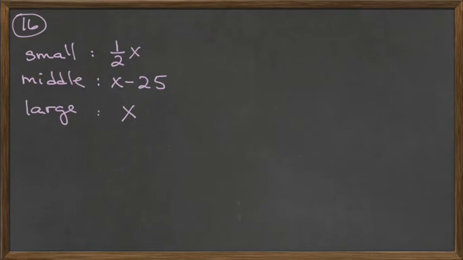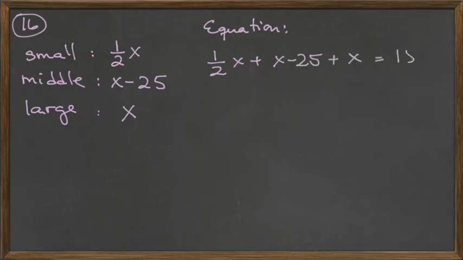Guys, okay? So now, what do we have? A triangle, and we have to find those angles. So what do we do with all of them? How do we come up with our equation? Right, we add them up. 1/2 x plus x minus 25 plus x equals 180. That is the equation you need to solve.